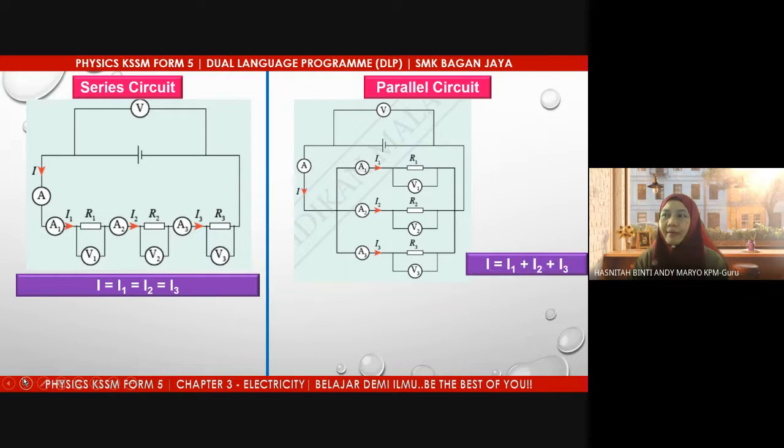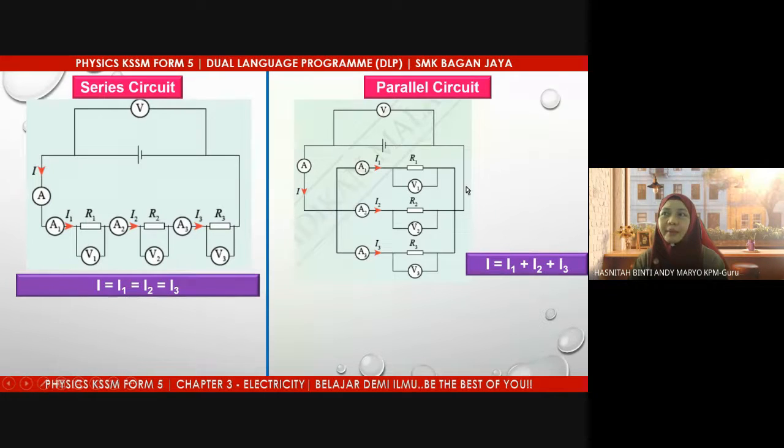Meanwhile, for parallel, how to determine the current flow in the circuit? I is the current flow in the main circuit. Once it enters the branches, the current will be divided into three branches as shown here. If two branches, then divided into two branches. If 10 branches, then divided into 10 branches. Then they will meet at the end of the branches and combine back to become the main current.